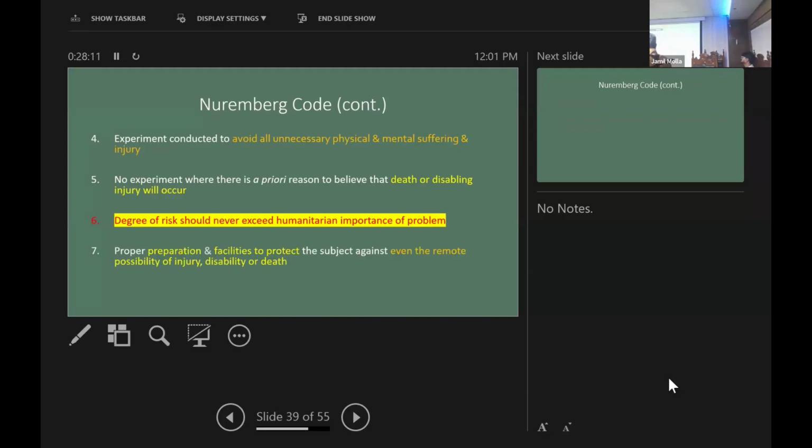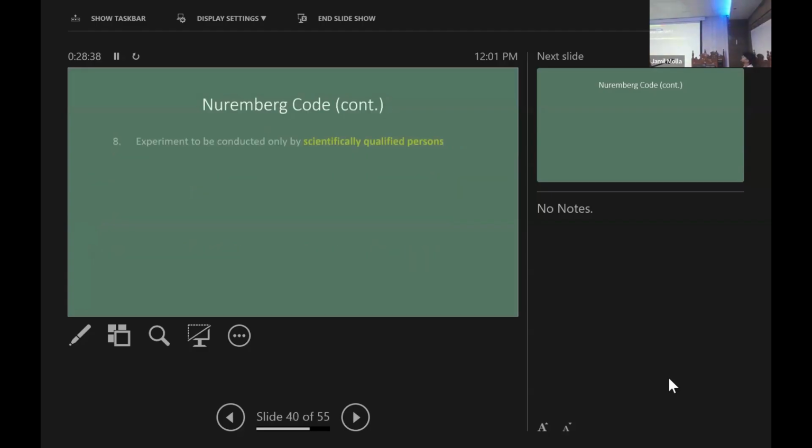This is the fourth code. And the seventh code is preparation. The researcher must have adequate preparation, skills and abilities to conduct that particular research, and prevent the subject from even the remote possibilities of injury, disability, or death. These are essential. Without taking this preparation, you are not allowed to undertake any research. And then, scientifically qualified person. Anybody cannot do this. To conduct a research, the person must have the required qualification. He should have this qualification, then only he can undertake that research.